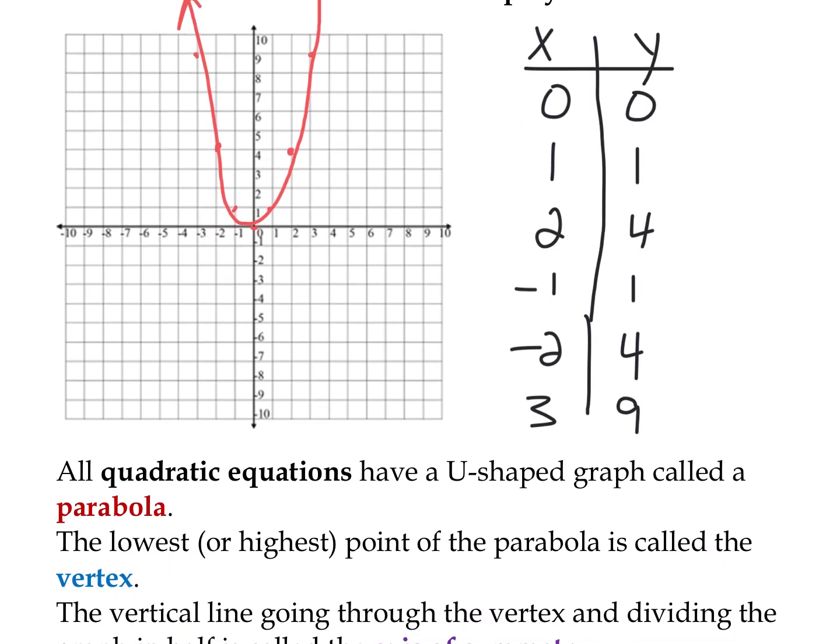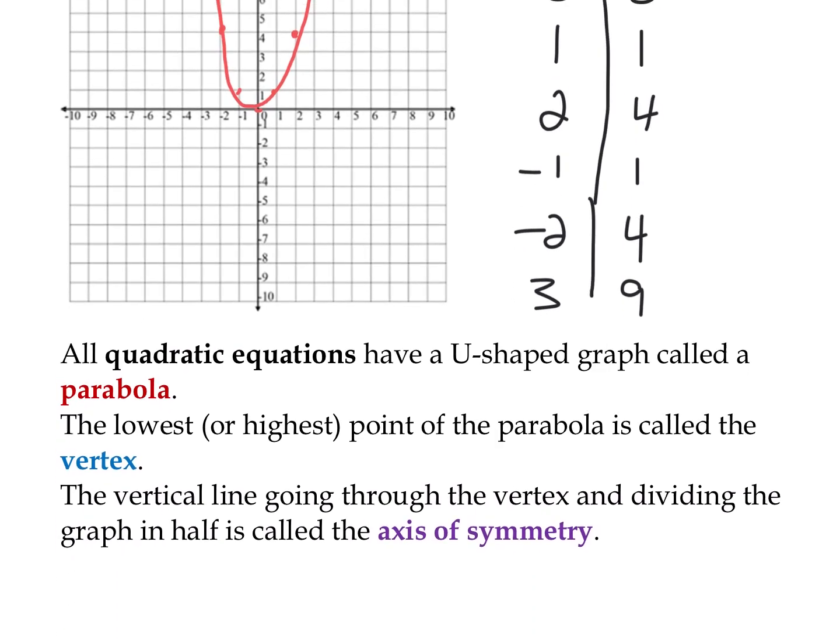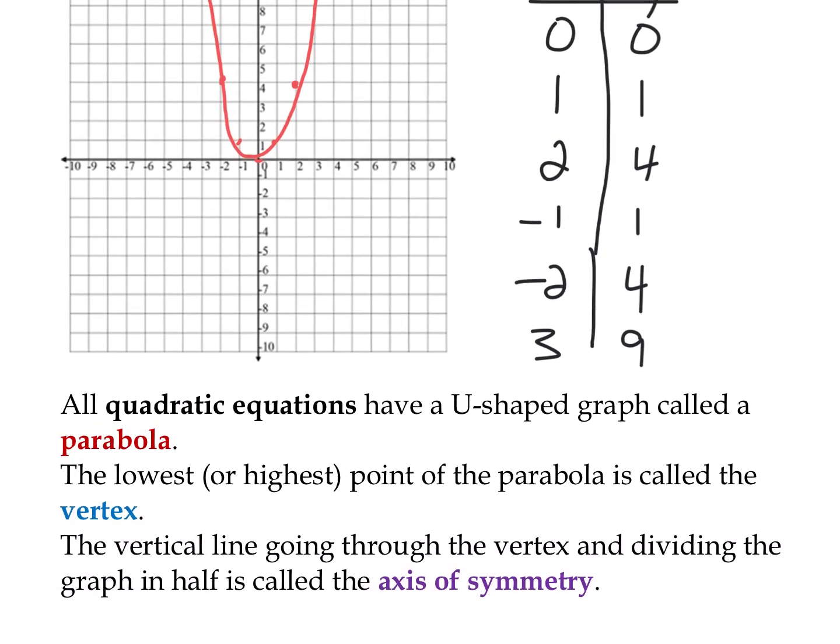That's called a parabola. All quadratic equations have a U-shaped graph called a parabola. The lowest or highest point, if it's opening down, we'll see that coming up as well, is called the vertex. So in the problem we just worked on right here, that's the vertex. The vertex is the point 0, 0. So the vertex is a point. It's either the highest or lowest point of the graph. We can see here the lowest point of the graph comes right down here at 0, 0.